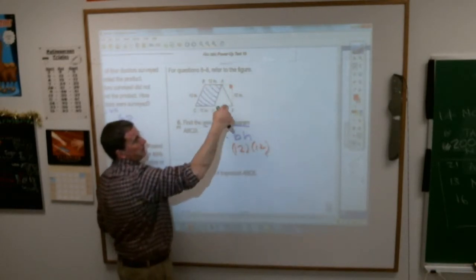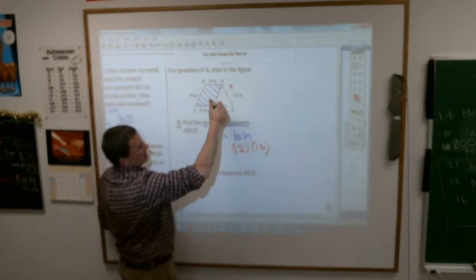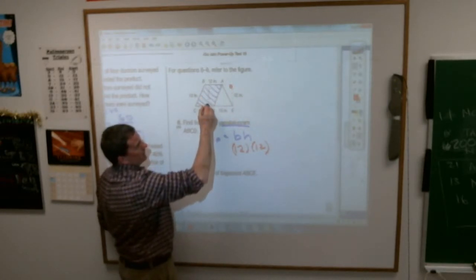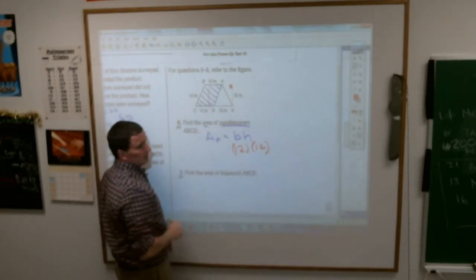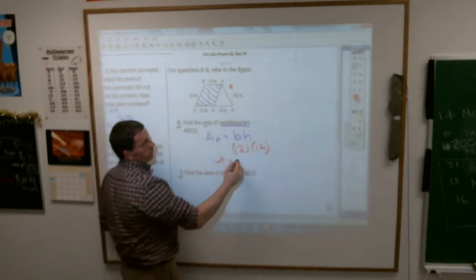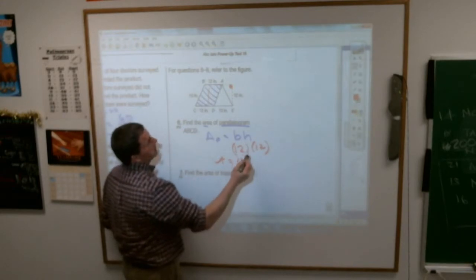It is 12. I mean, you could, if you want, take this dashed line and just move it right here. It's the same dashed line that would be right there. Base, height. You'll get the same answer there. So the area is 144 inches squared.